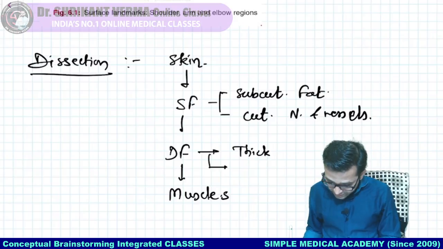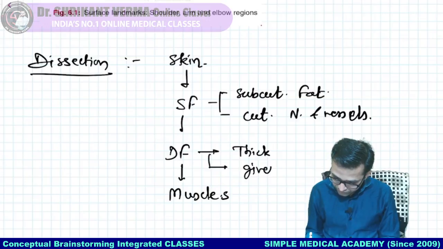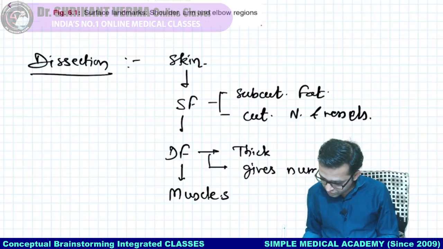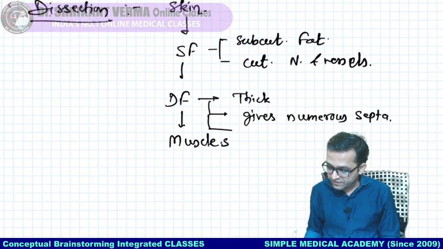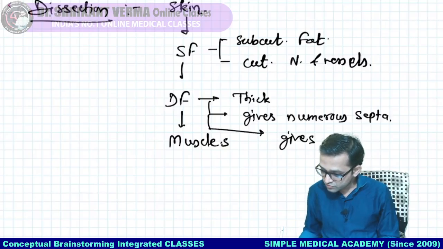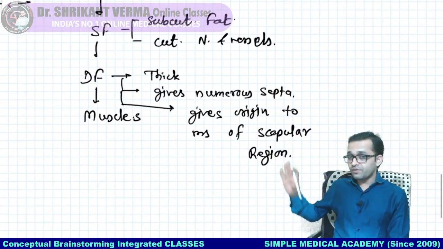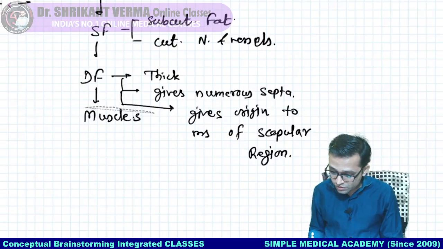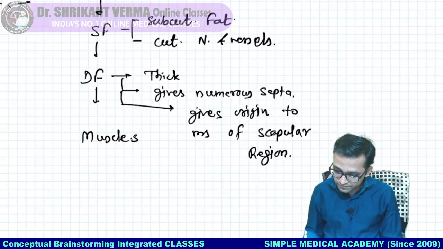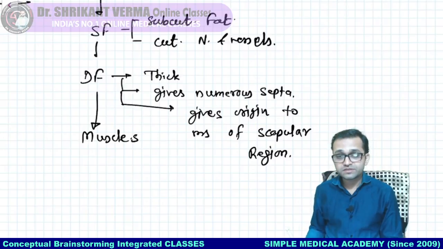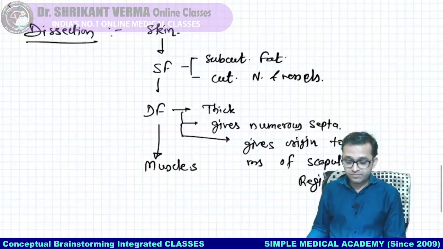Also it gives numerous septa, and this deep fascia also gives origin to muscles of the scapular region. So it participates in the formation of our muscles of the scapular region also. Getting the point? Okay, so these are the different points. Fine sir, so you can remember these things.